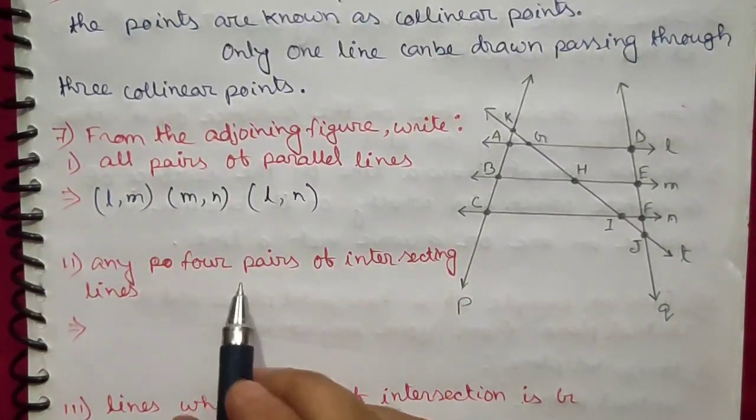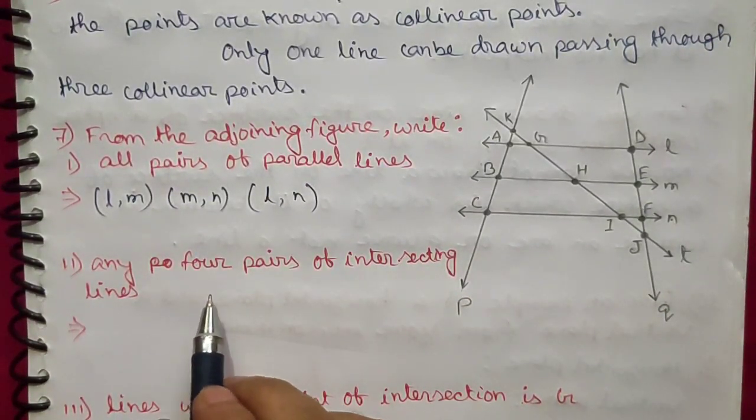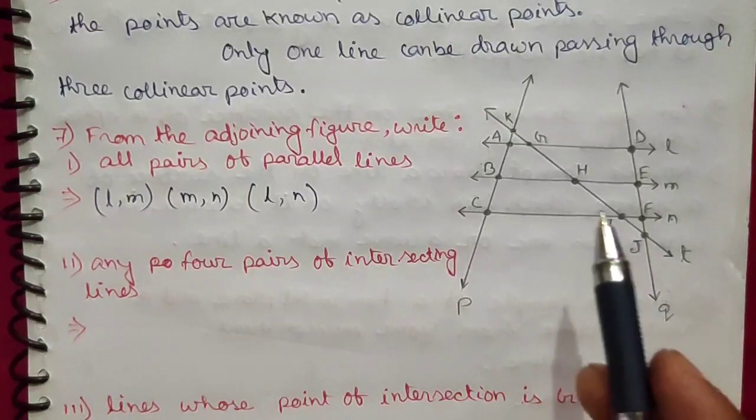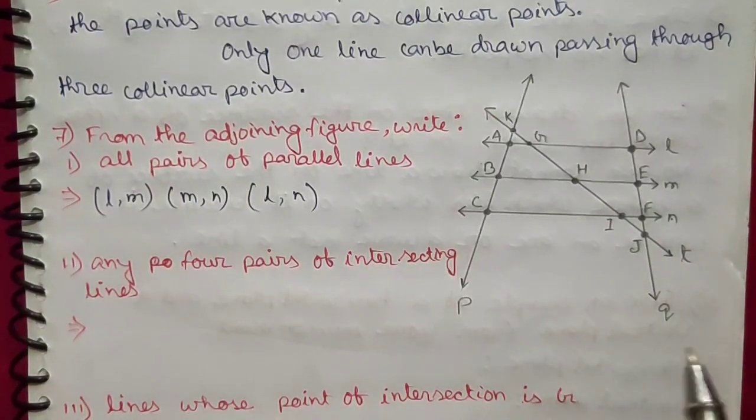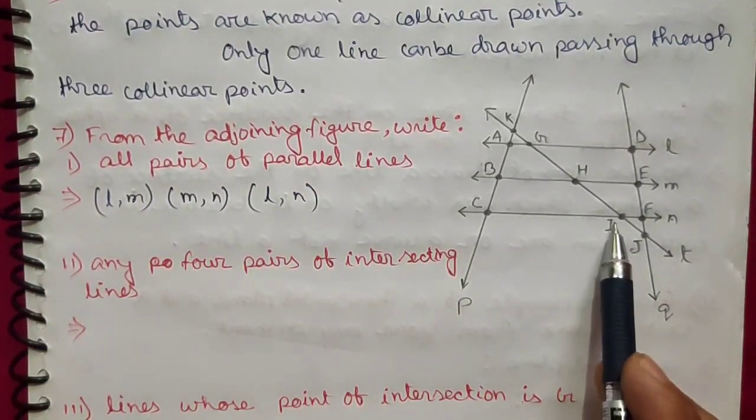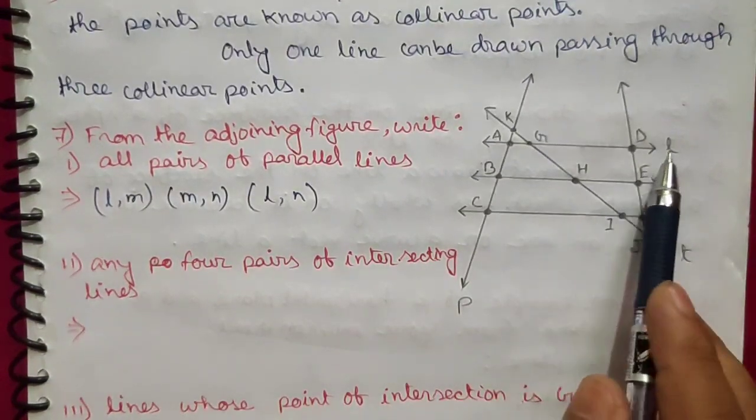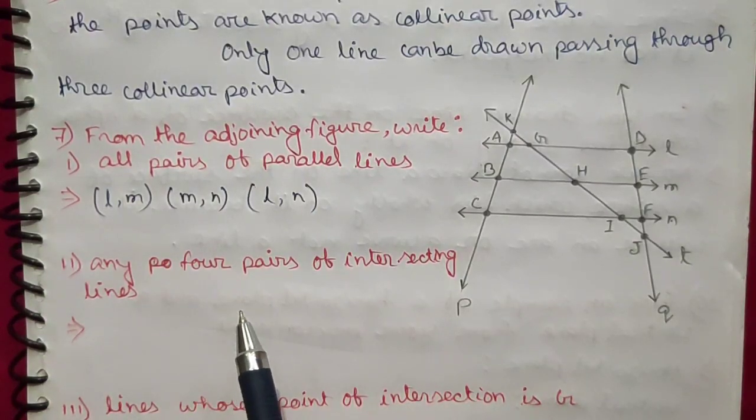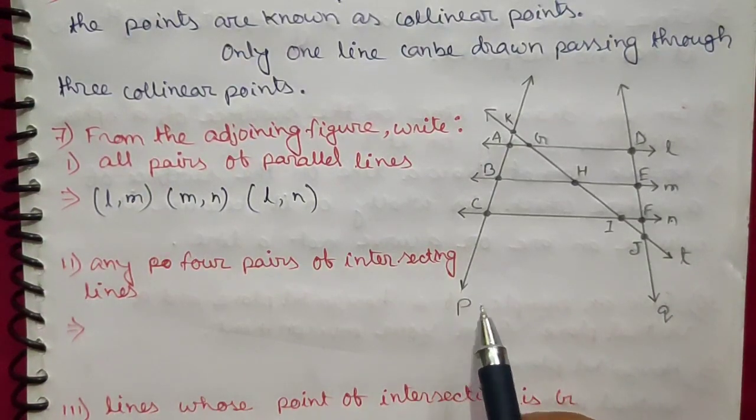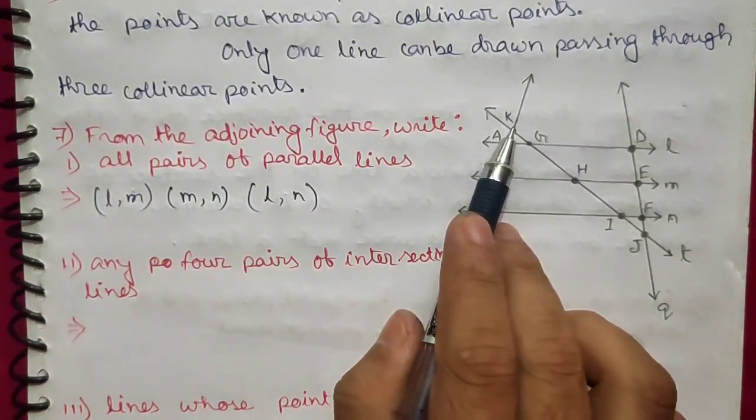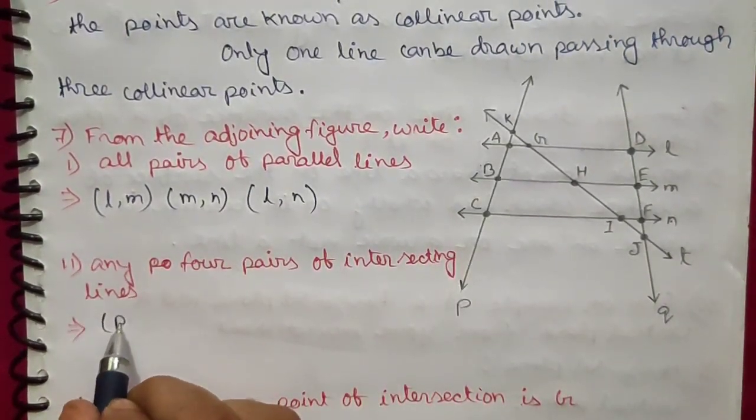Next is any four pairs of intersecting lines. Intersecting lines means when two lines intersect each other at a point. Look here, line T intersects line N at point I, M at H, line L at G. Like this we have to find four pairs of intersecting lines. The first one is P intersect T. This line is P, this line is T. P intersects T at which point? At point K. So write P comma T.